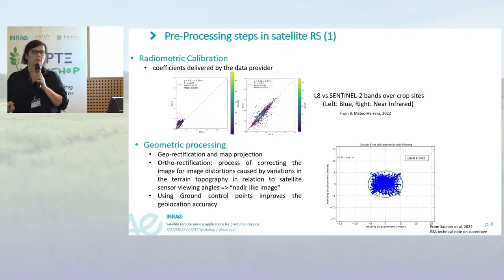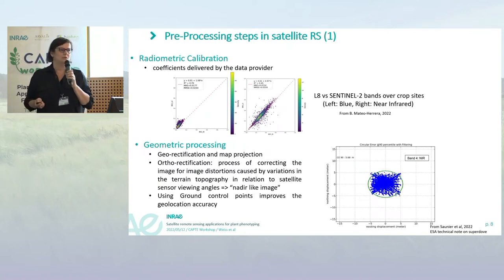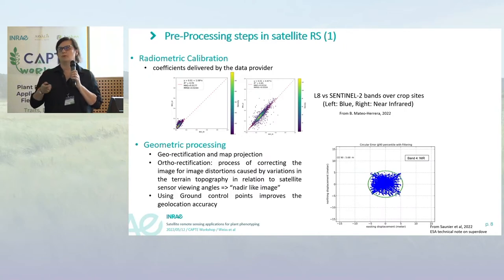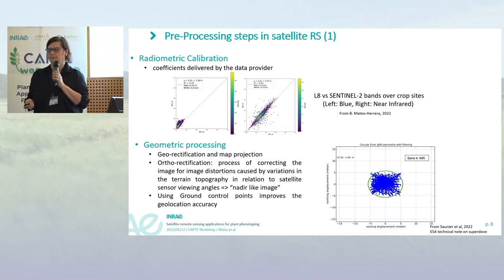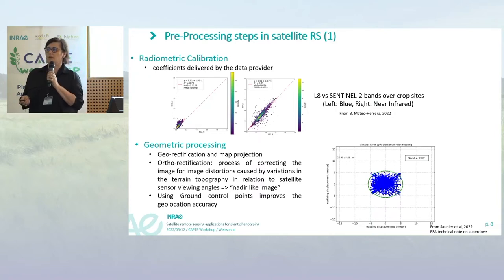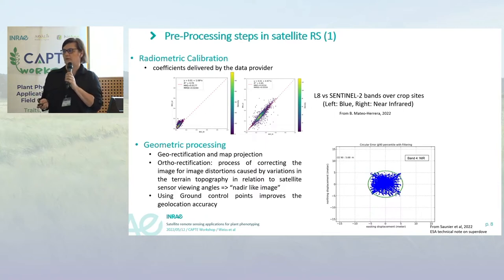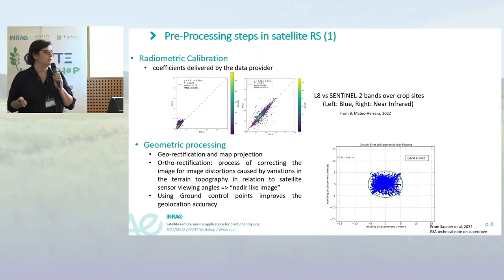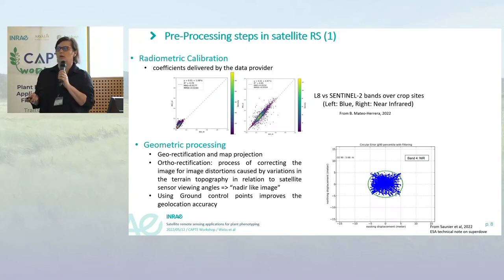Then, of course, you have the geometric processing, and you have to put your data in a map projection. The way this is done, and the way you get your data, has an impact on your time series, and you can have, for example, some shift from one day to another due to bad geometric accuracy of your data. This is extracted from a technical note on SuperDove, and as you can see, you have an accuracy of 5 meters on 3.9 pixels. That means that if you want to look at your microplot, you need to redo some kind of geometric correction using ground control points on your site.